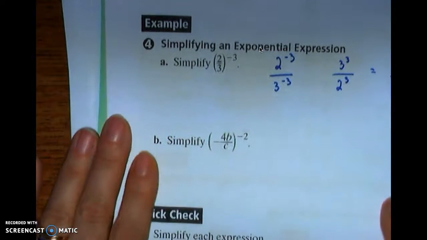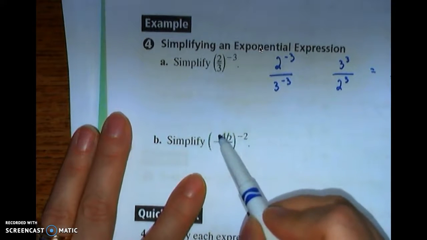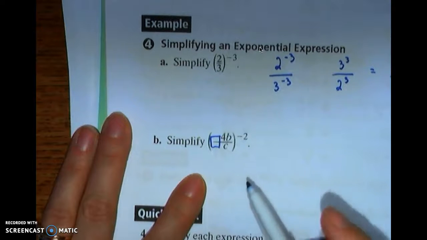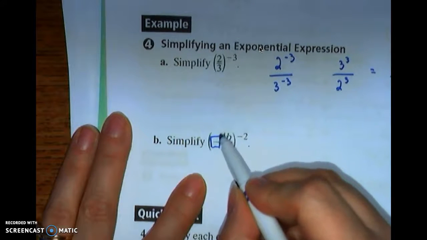Let's try it again, and I'm going to show you. Now, notice there's a negative sign here, okay? That's going to be a little bit of a trick. What I want you to do is make sure you put that up with the 4.